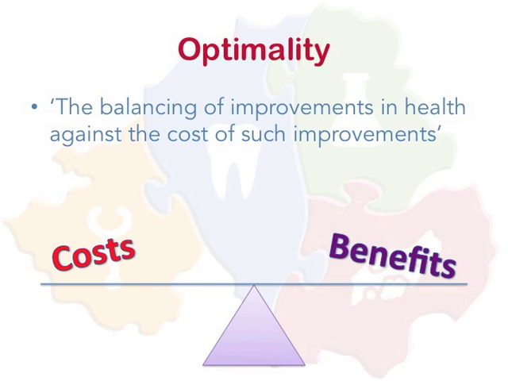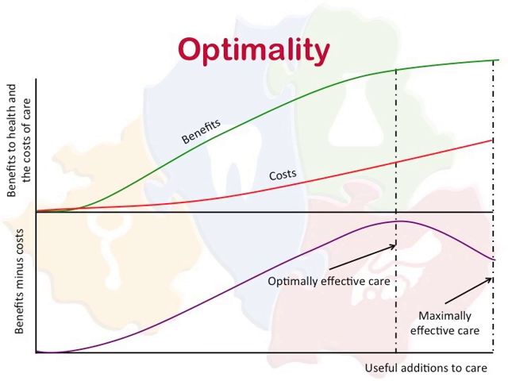So the next domain we're going to look at is optimality, which is the balancing of improvements in health against the cost of such improvements. And this is best demonstrated in graph form on the next slide.